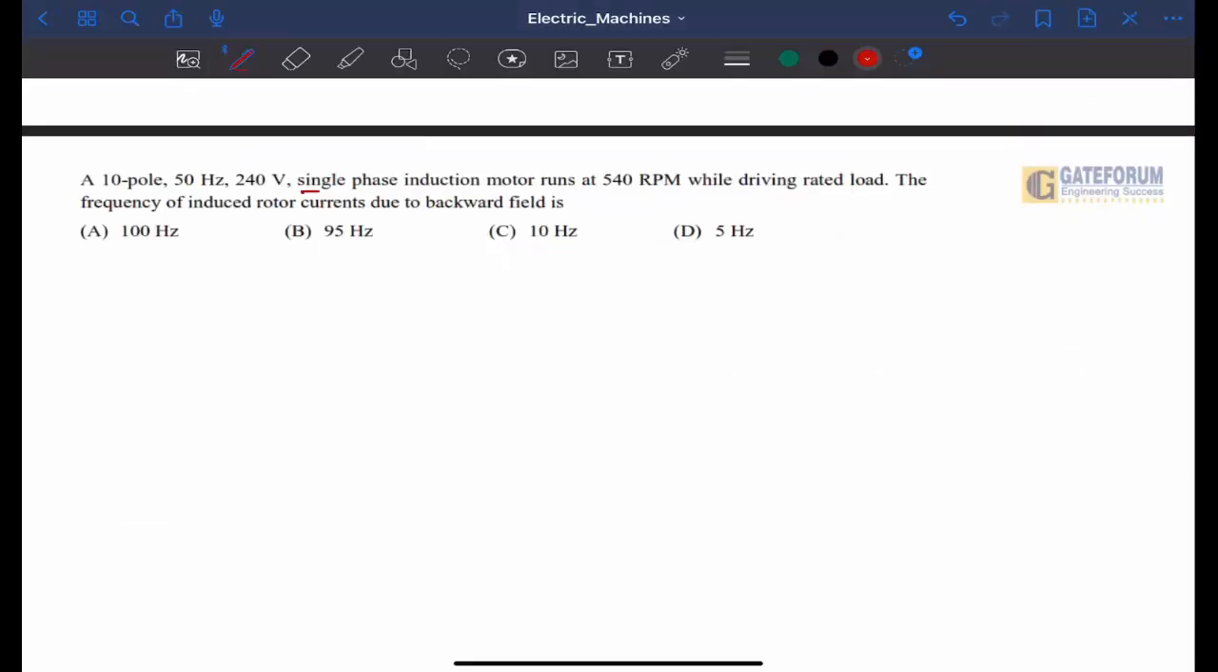Single phase induction motor. A 10 pole, number of poles is 10, frequency is 50 Hz and power supply 240 volt. And it is a single phase induction motor, runs at 540 rpm while driving rated load. The load is rated. The frequency of induced rotor current due to backward field.